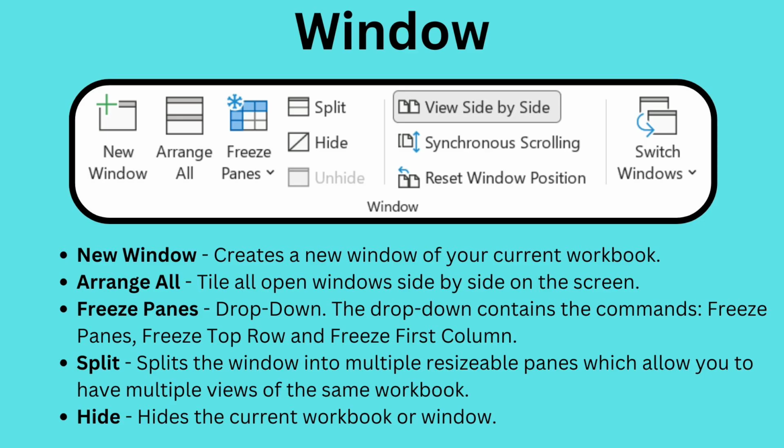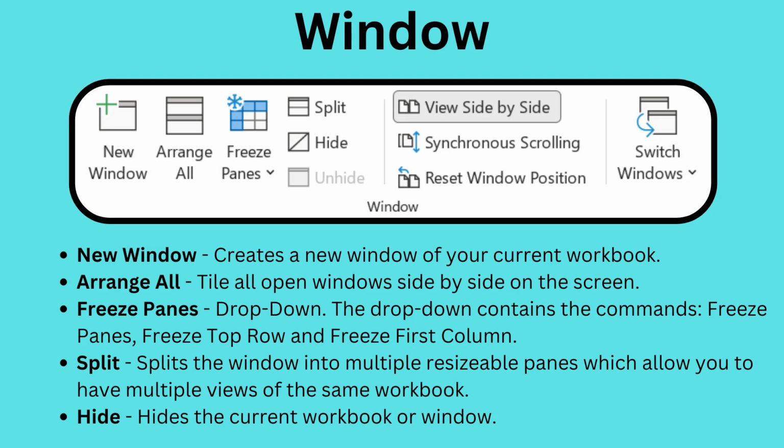New window. Create a new window of your current workbook. Arrange all. Tile all open windows side by side on the screen. Freeze panes. Drop down. The drop down contains the commands freeze panes, freeze top row and freeze first column. Split. Split the window into multiple resizable panes which allow you to have multiple views of the same workbook.